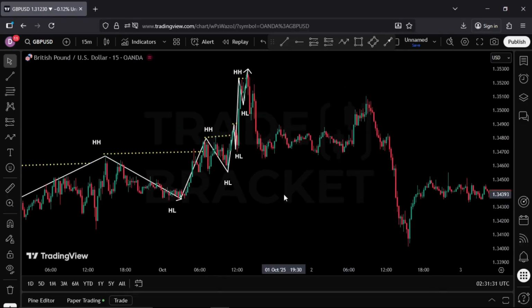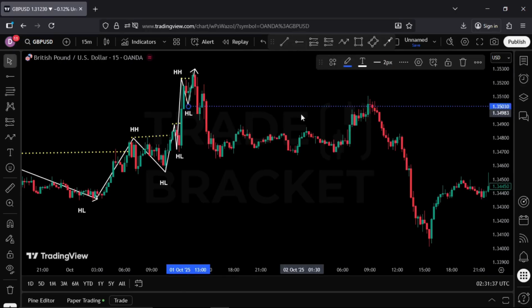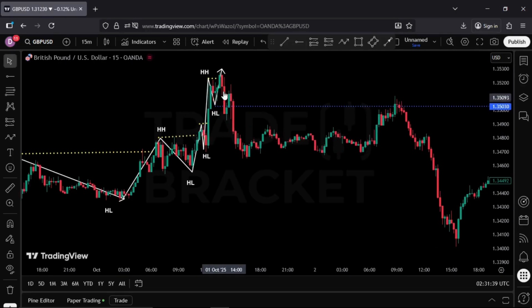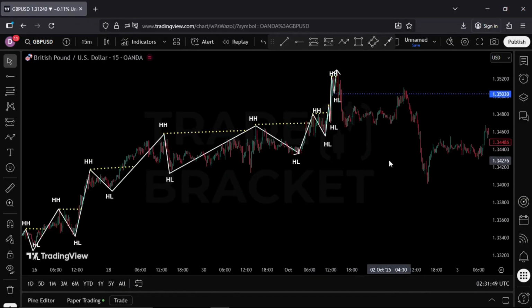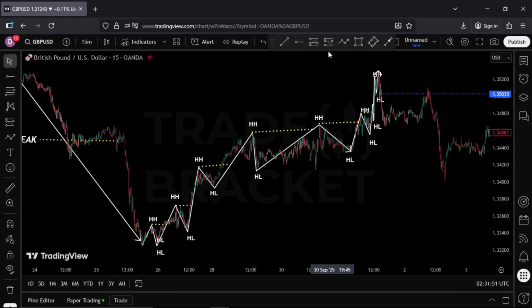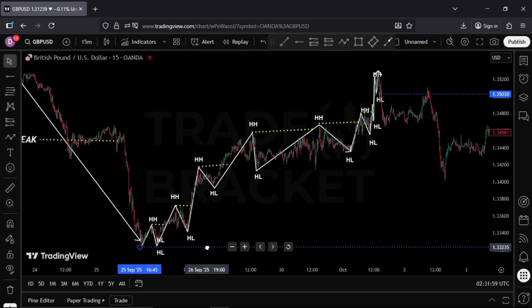So now remember, the strategy comes into play when we get the break of this last higher low. Okay, so when we get a break of this last higher low, we should go ahead and draw our trade bracket, then wait for the price to pull back, so that we take this sell all the way to the lowest point where the pullback started. All right, this right here will be our lowest point.